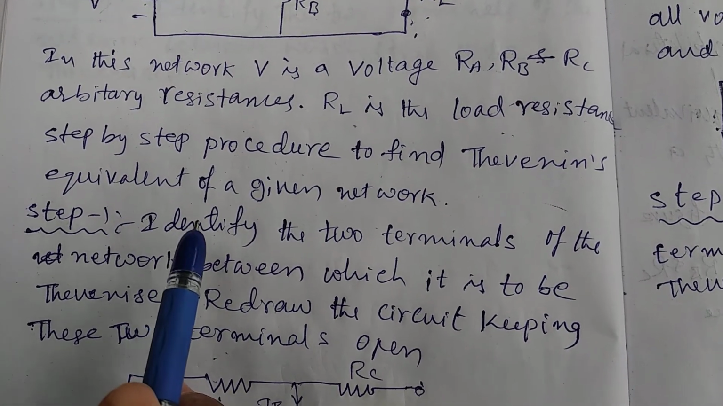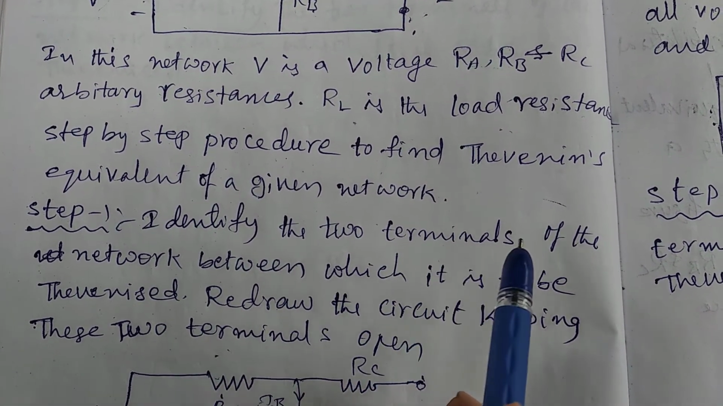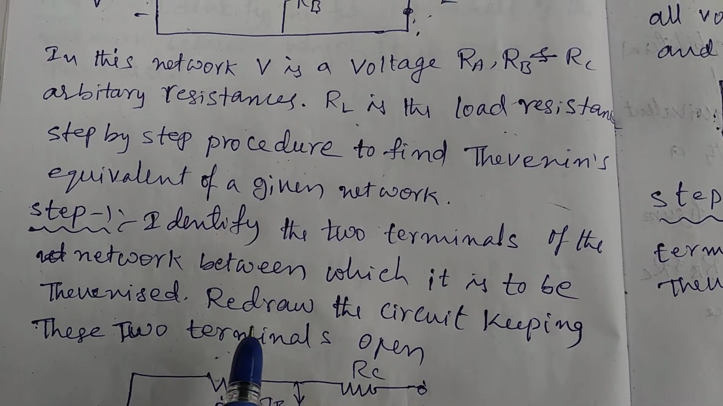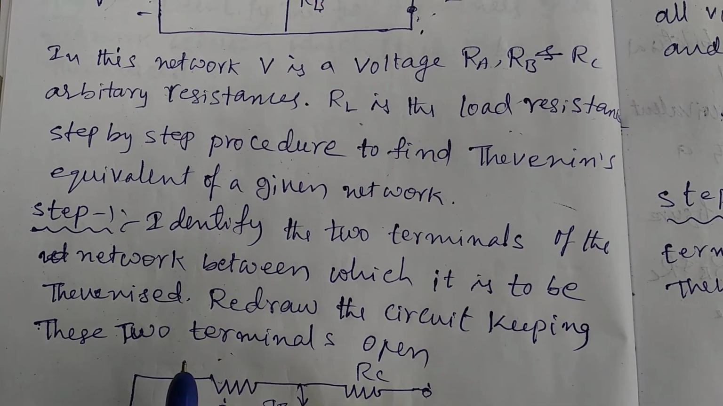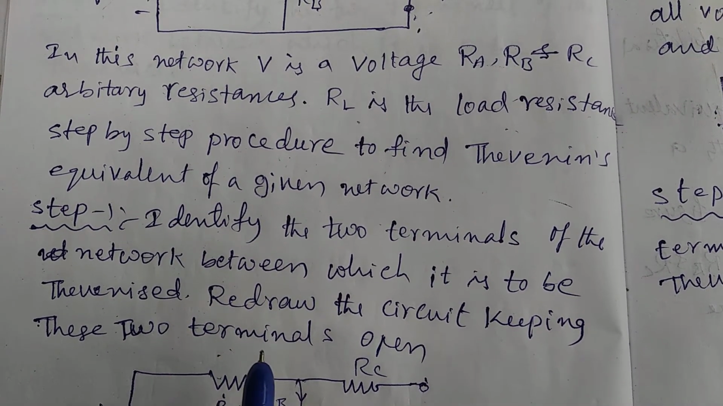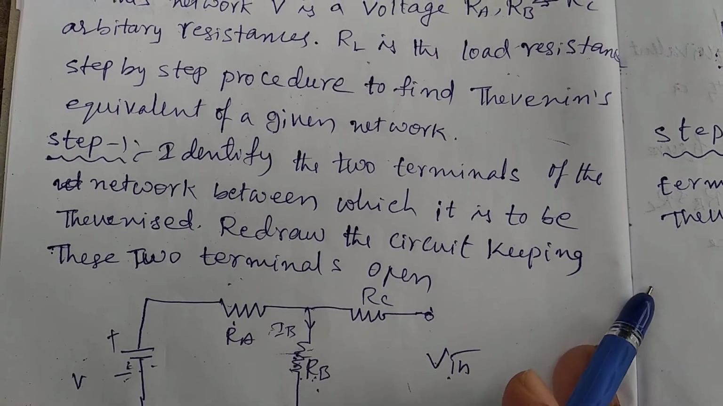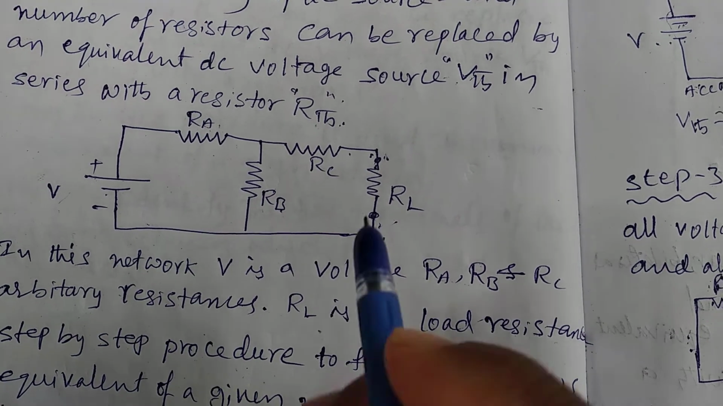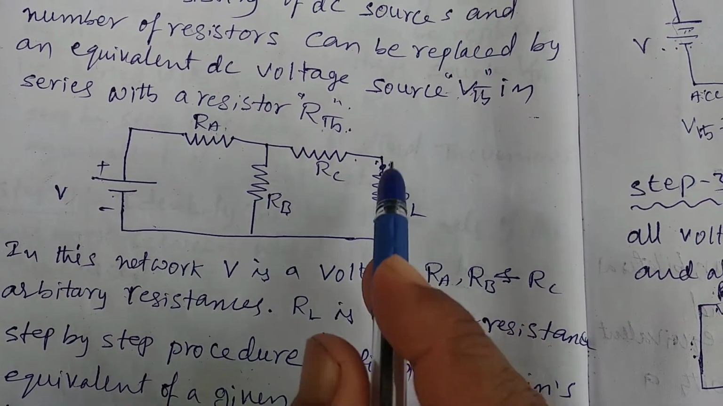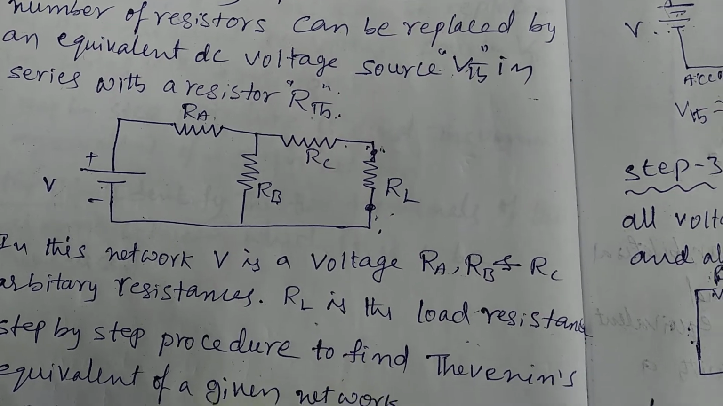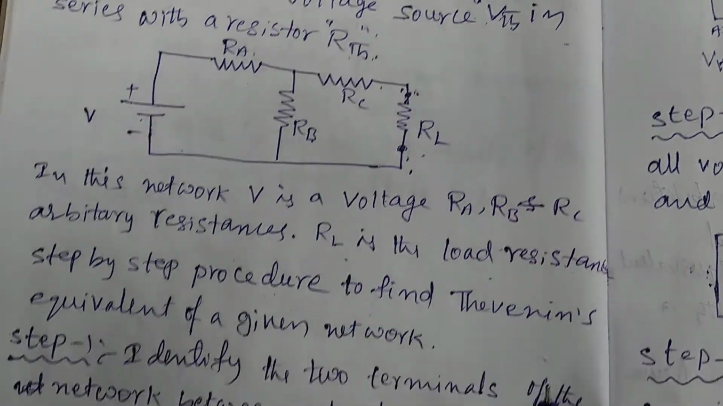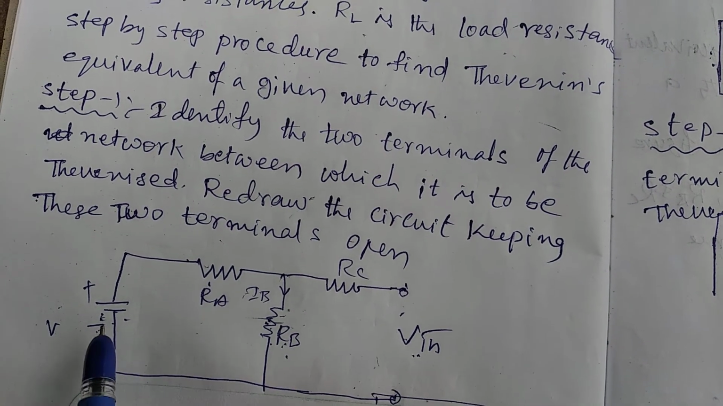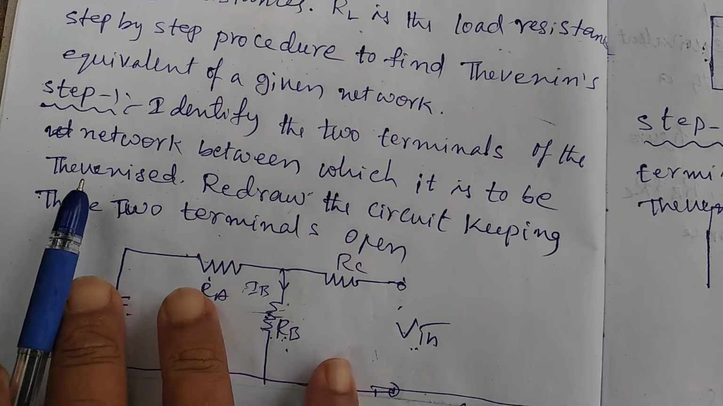First step: identify the two terminals of the network between which it is to be Thevenized. Redraw the circuit keeping the two terminals open. See, I have identified the terminals, this and this. Now we have to keep them open. See, it is opened, with Vth across it. This is the applied voltage V. Okay, next, step 2.